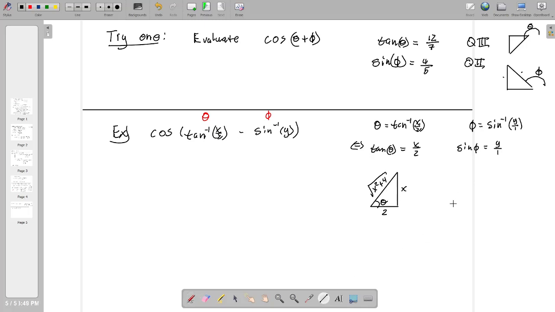Similarly, with phi, we have opposite over hypotenuse, so this would be y and 1, and this would be the square root of 1 minus y squared.